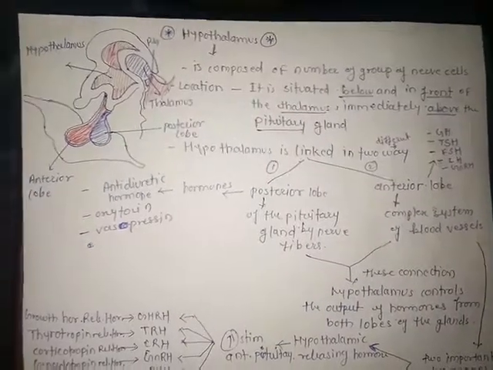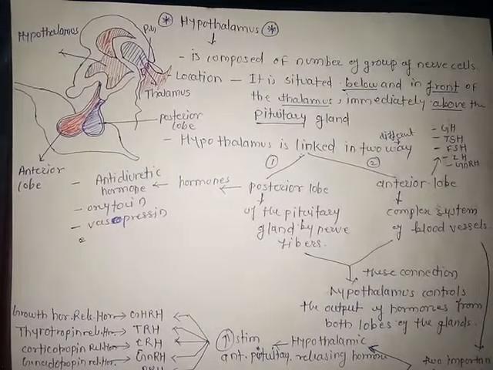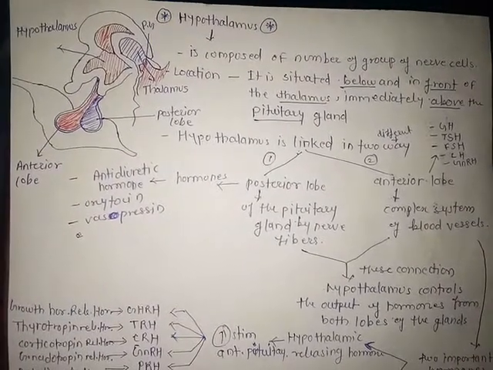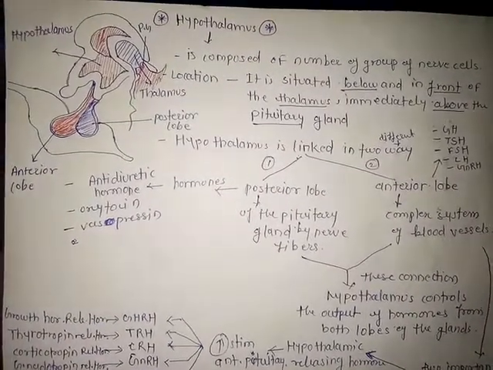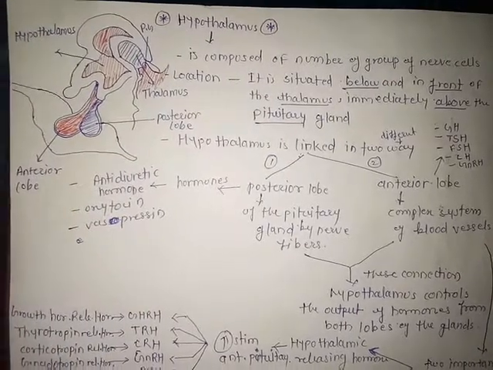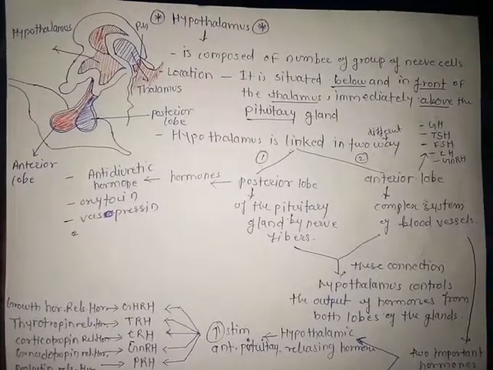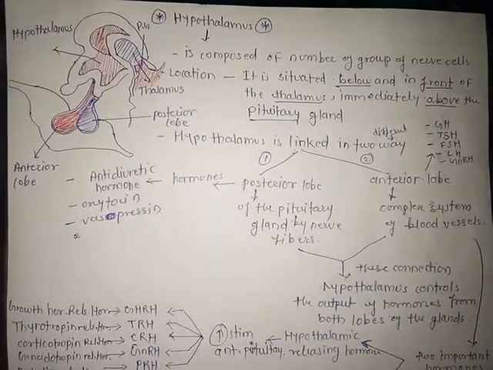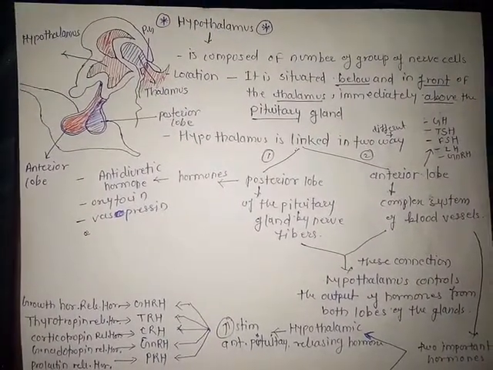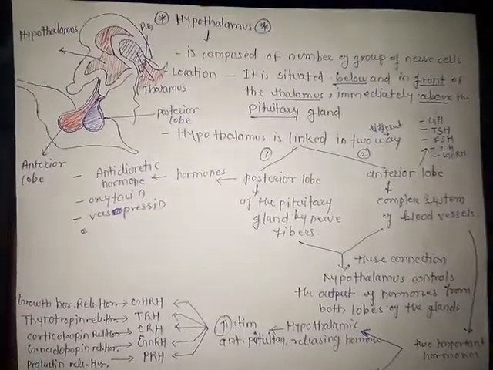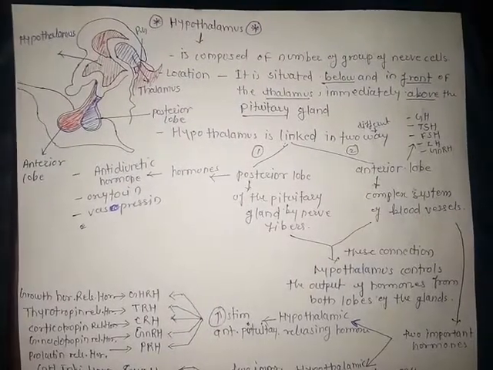Hello everyone. Today we will discuss a new topic, that is the hypothalamus in human anatomy and physiology, in the topic endocrinology, or the endocrine system. In the previous video we studied the introduction of endocrine and exocrine glands and examples of each, then the hormones secreted from particular endocrine glands and their functions. Now in this video we are going to start the next topic, that is the hypothalamus.